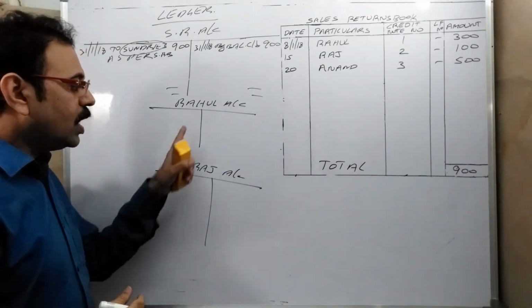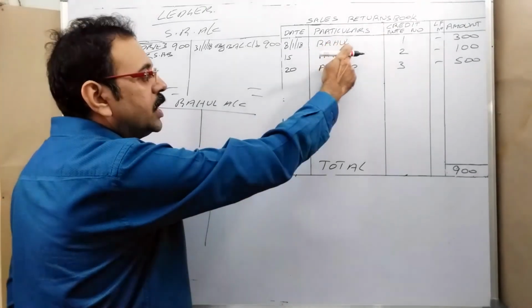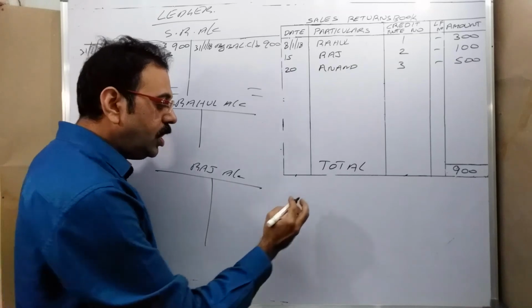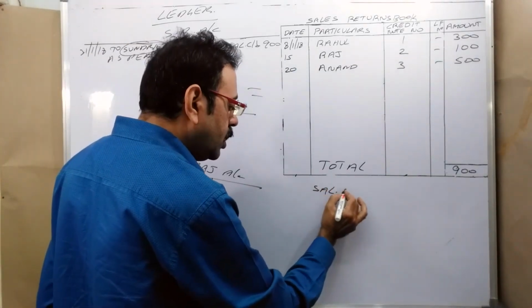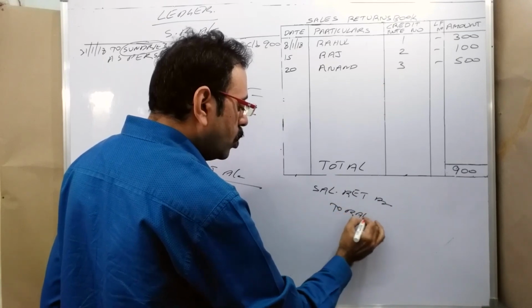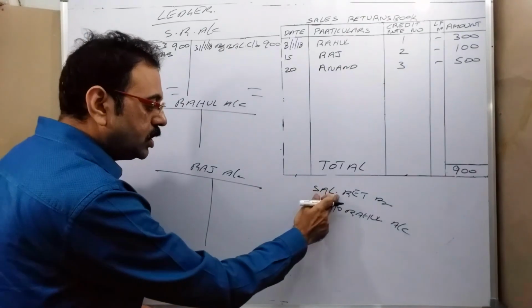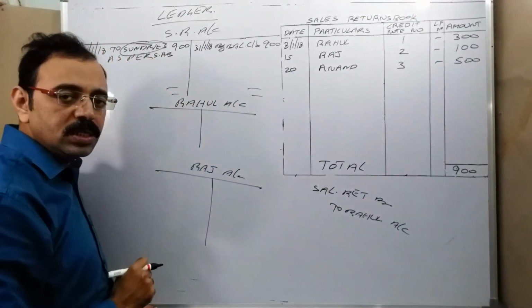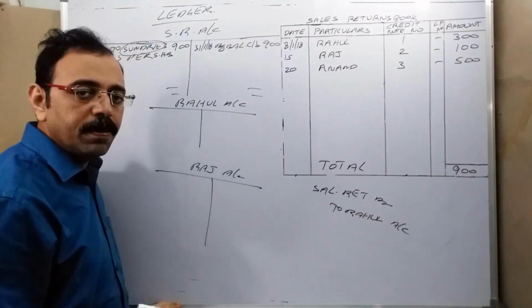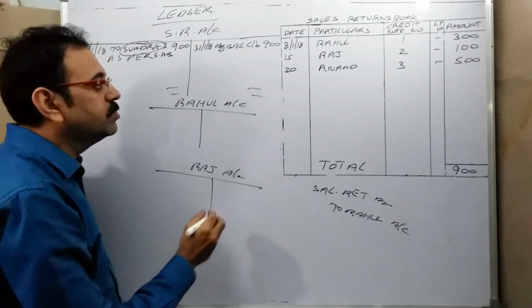Then come to customer accounts. First one, goods returned by Rahul. What is the entry? Sales returns account debtor to Rahul account. In sales returns account, we posted this on the debit side, and since Rahul account is credited in the journal entry, in Rahul account we should post this transaction on the credit side.